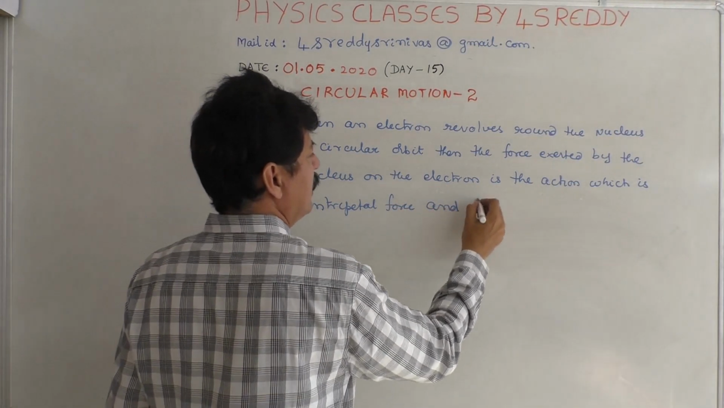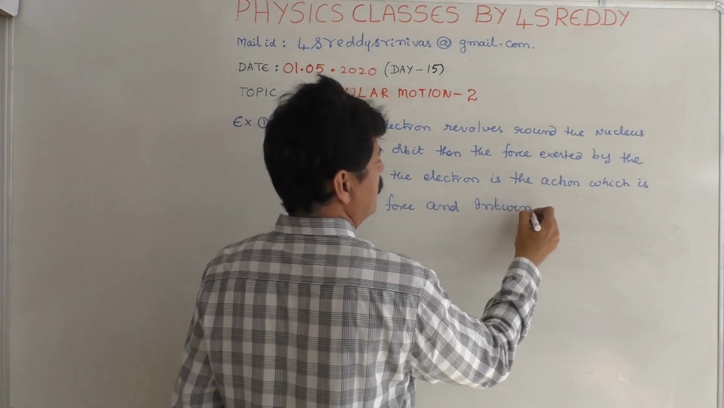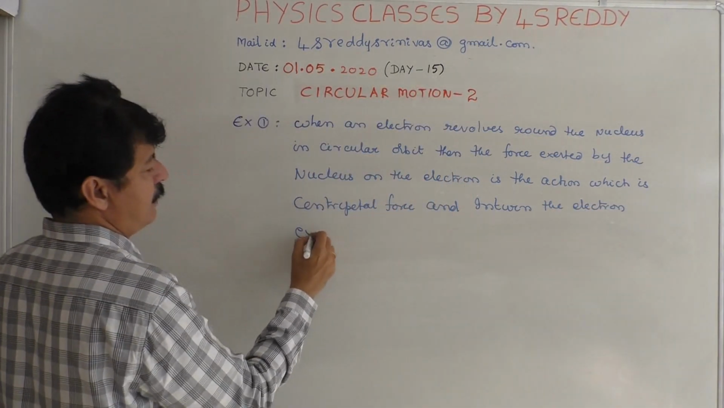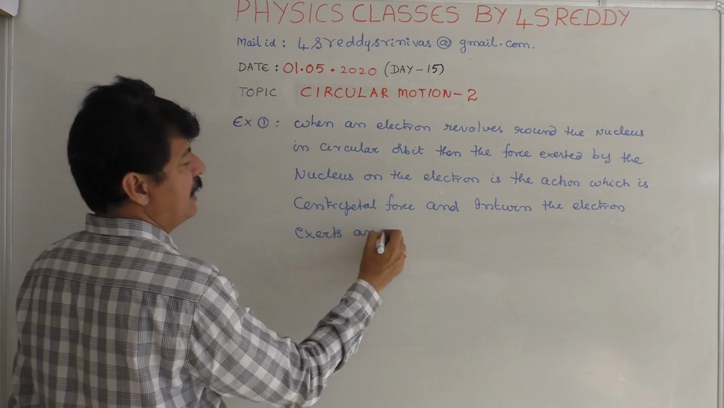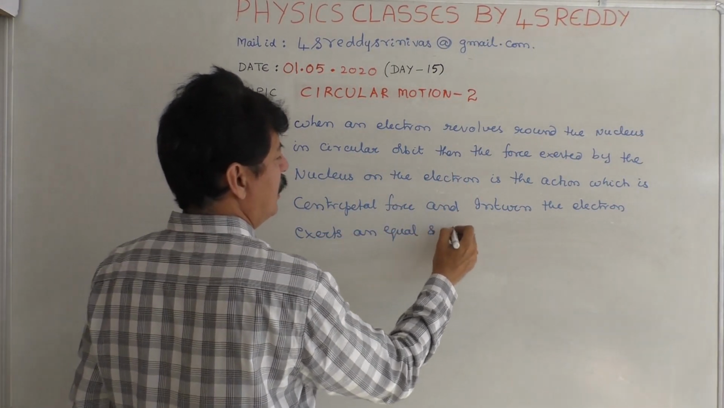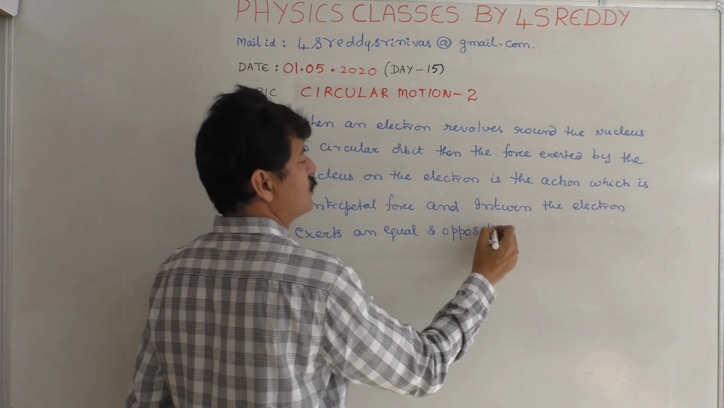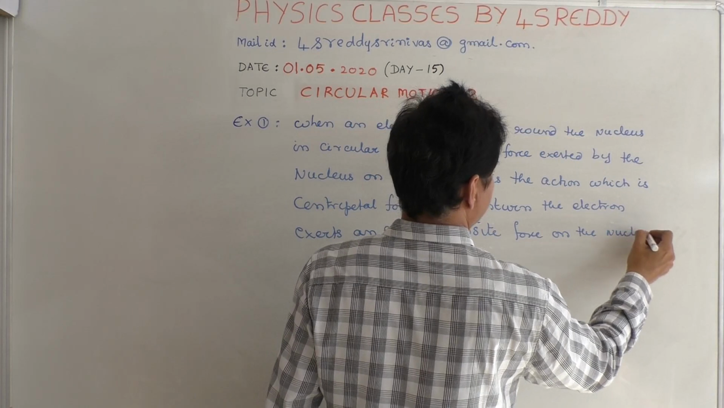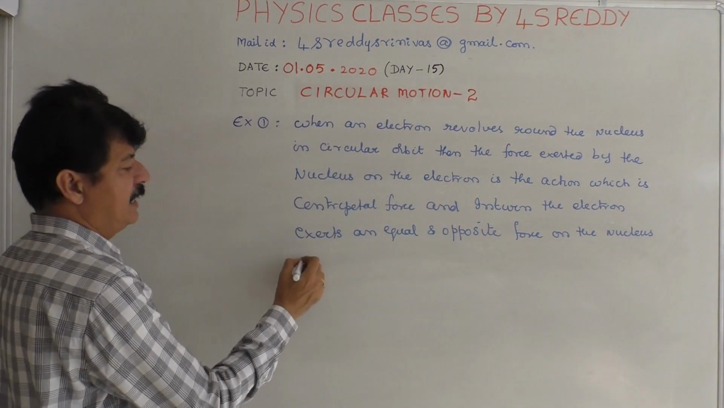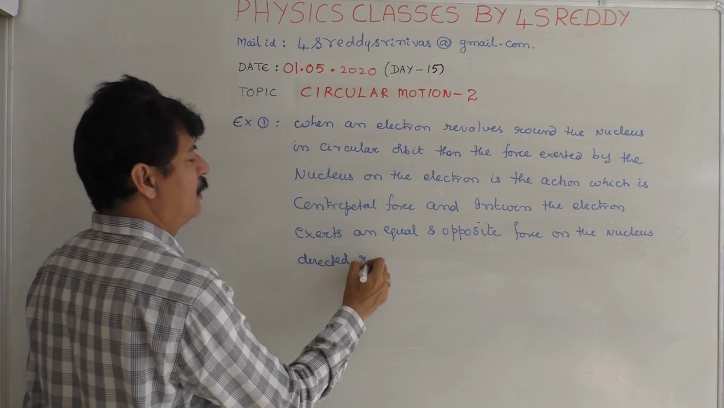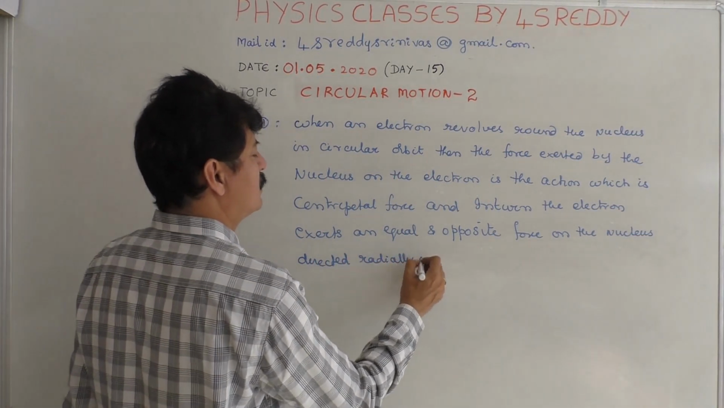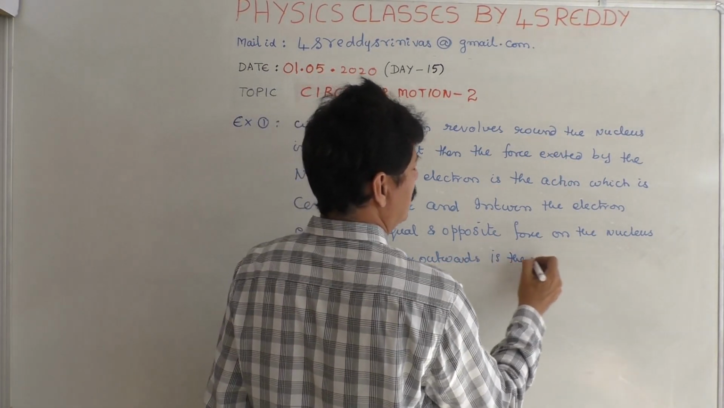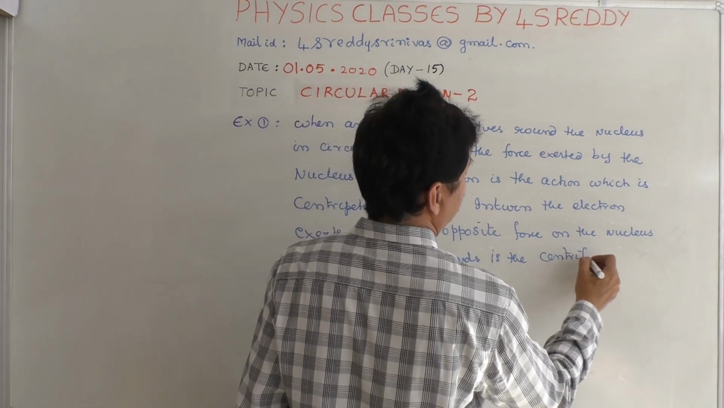And in turn, the electron exerts an equal and opposite force on the nucleus, directed radially outwards, which is the centrifugal reaction.